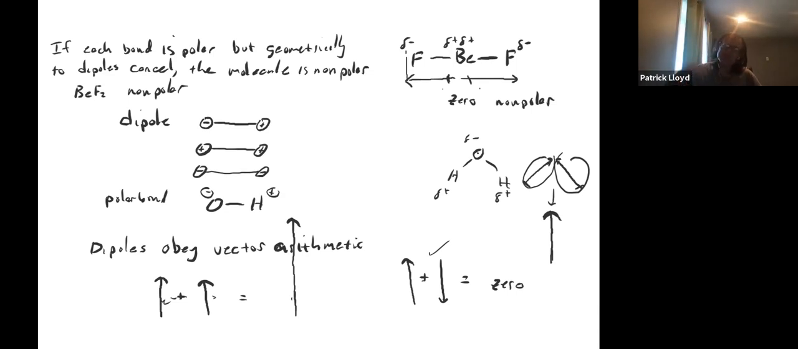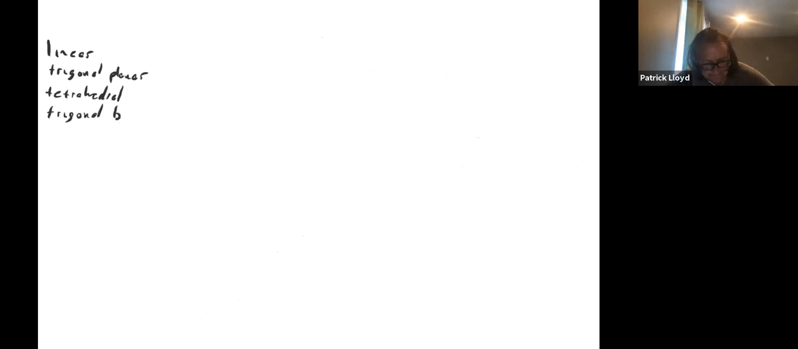Okay. So really then it comes down to the shapes. So you've got to know what the shapes are. I'm just going to give those to you right now. Linear, trigonal planar, tetrahedral, trigonal bipyramid, and octahedral. Okay, that's that first list that we did before, right? But I'm going to add to that the square planar.